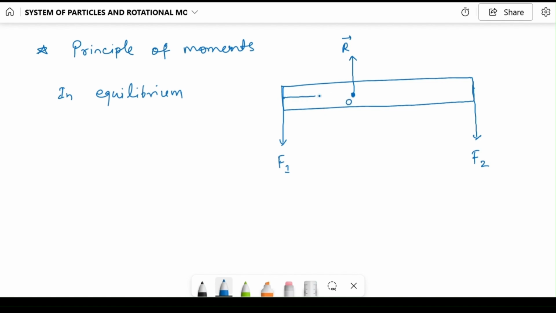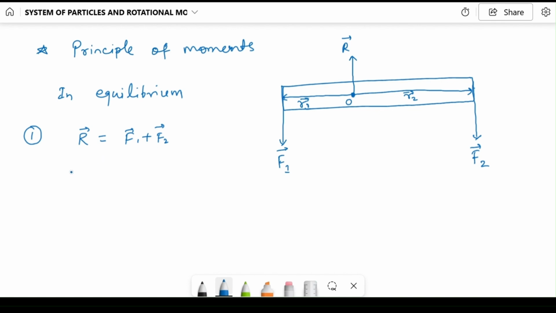So let's say this is position vector R1, and this is position vector R2. Okay, so what we have now, net torque as well as net force on this body is zero. For translational equilibrium, net force will be zero. That is, the force acting downward and the forces acting upward should be equal in magnitude. So R equals F1 plus F2 here.